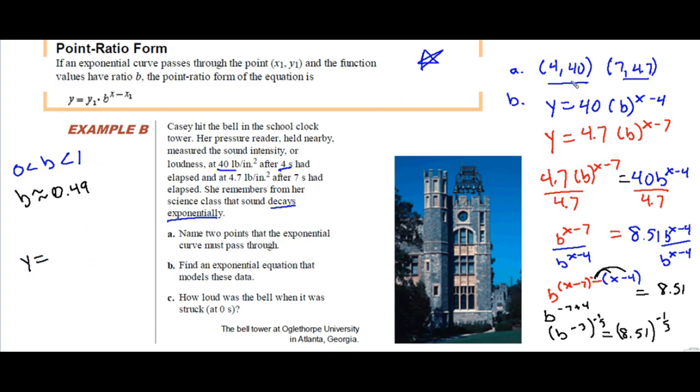It doesn't matter which point we choose as long as we choose one of them, and we have our new b value. I'm going to choose the one in blue. So it is y equals 40 times 0.49 to the x minus 4. Okay, and then how loud was the bell struck when it was at 0 seconds? You just plug in 0 and then evaluate everything. So that means y equals 40 times 0.49 to the negative 4th.